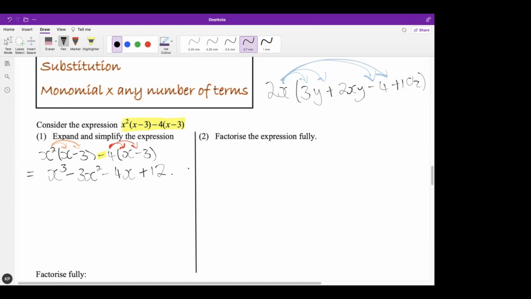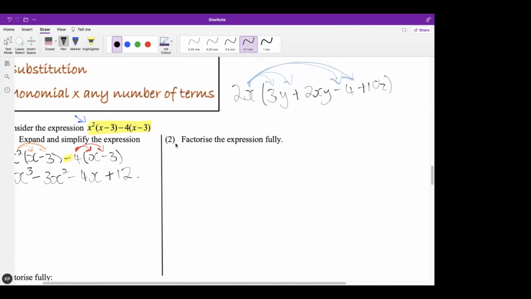Is there anything else we can do with this? No. Do not be tempted to factorize it, because that is not what the instruction was. I've seen you guys many times go backwards and end up back at your question. If you're doing something and you end up back at the question, you did something wrong. We do not want you to end up back at the question. So don't factorize it. You are done.